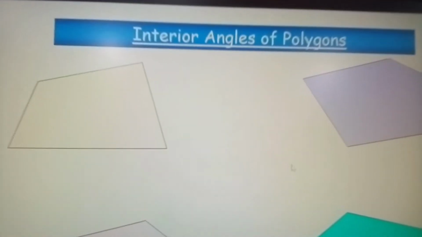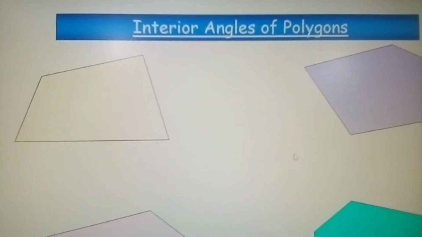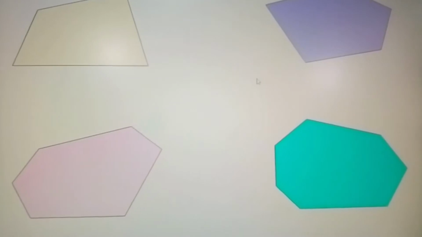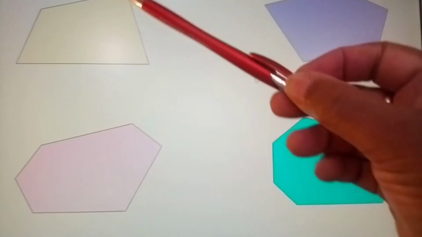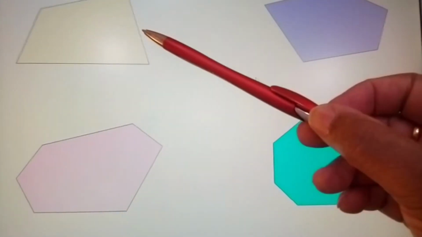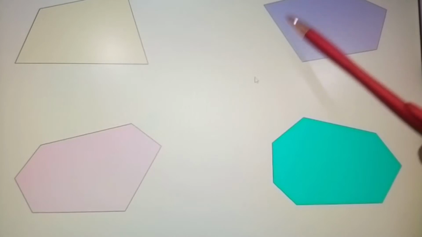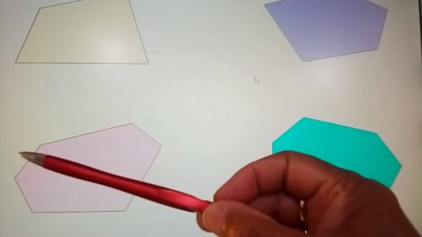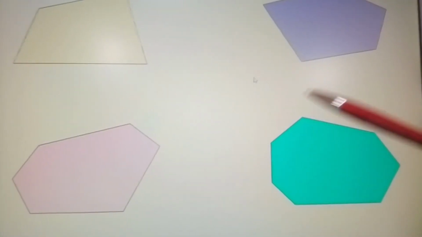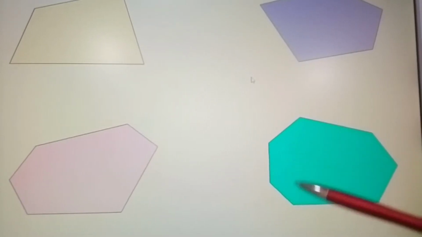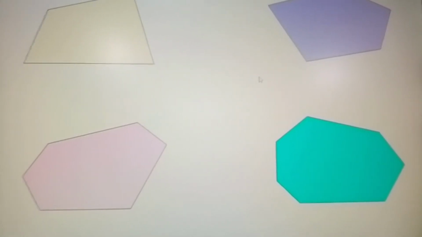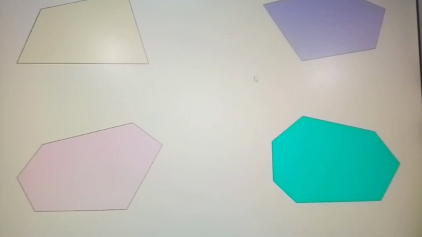So we have interior angles of polygons. What I want to look at is, here we have a polygon of 4 sides, a polygon of 5 sides, a polygon of 6 sides, and a polygon of 7 sides. So we have polygons from 4 to 7 sides.